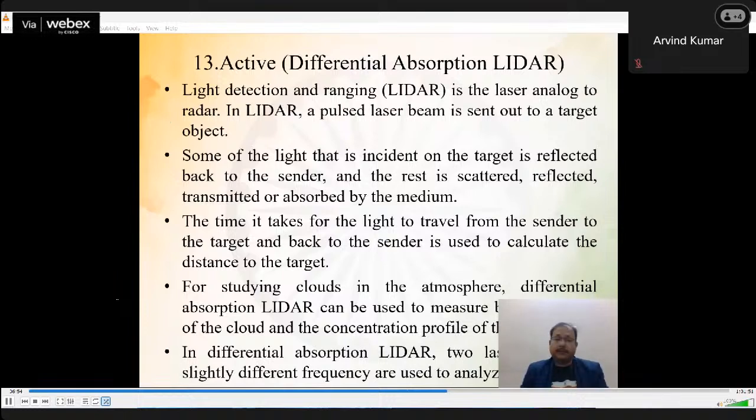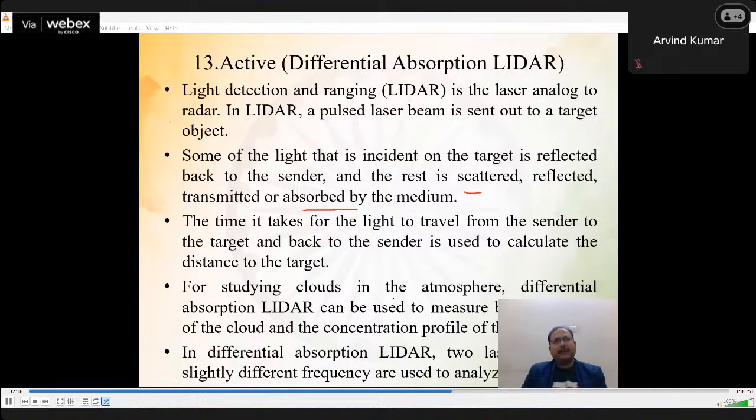If there is a material or a sample which is being contaminated, then we are not going with the conventional mechanism. We just use a light detection and ranging mechanism, or we just send a pulse beam to a target object. Some of the light that is incident on the target is reflected back to the sender, and the rest is scattered, reflected, and transmitted or absorbed by a medium.